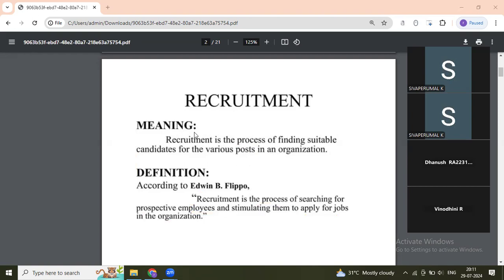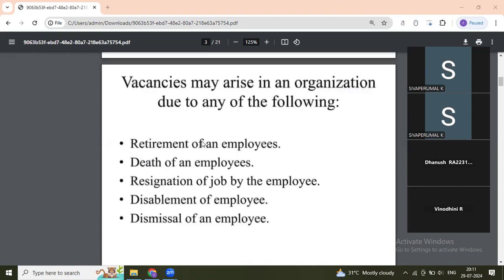We move to the next slide. Here the slide shows that a vacancy may arise in an organization due to the following reasons, right? Why has the company made the vacancy? They have listed five points. First, employees working in this company may retire, so the company has some vacancy. Second, the employee may die. That is the reason why a vacancy happens. That is called death of an employee.